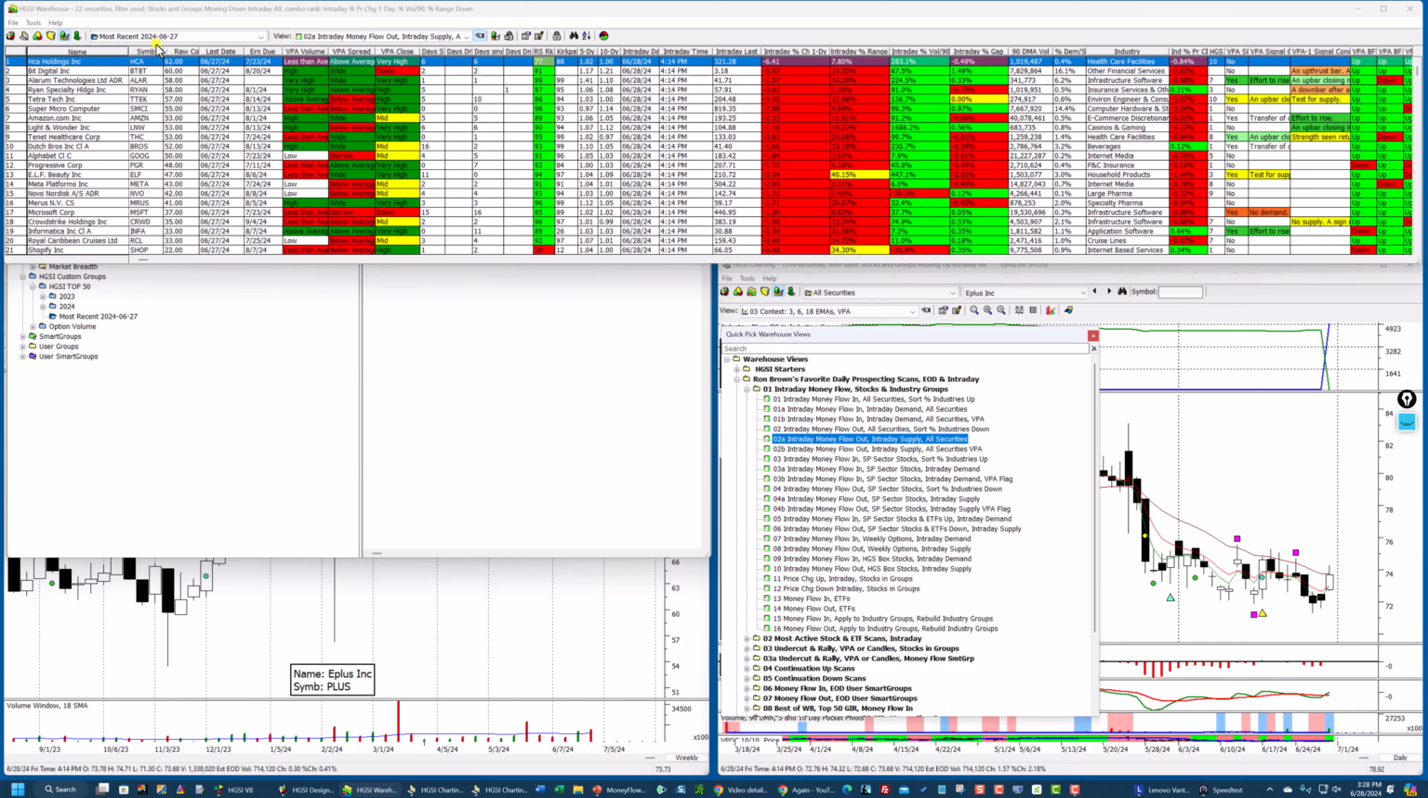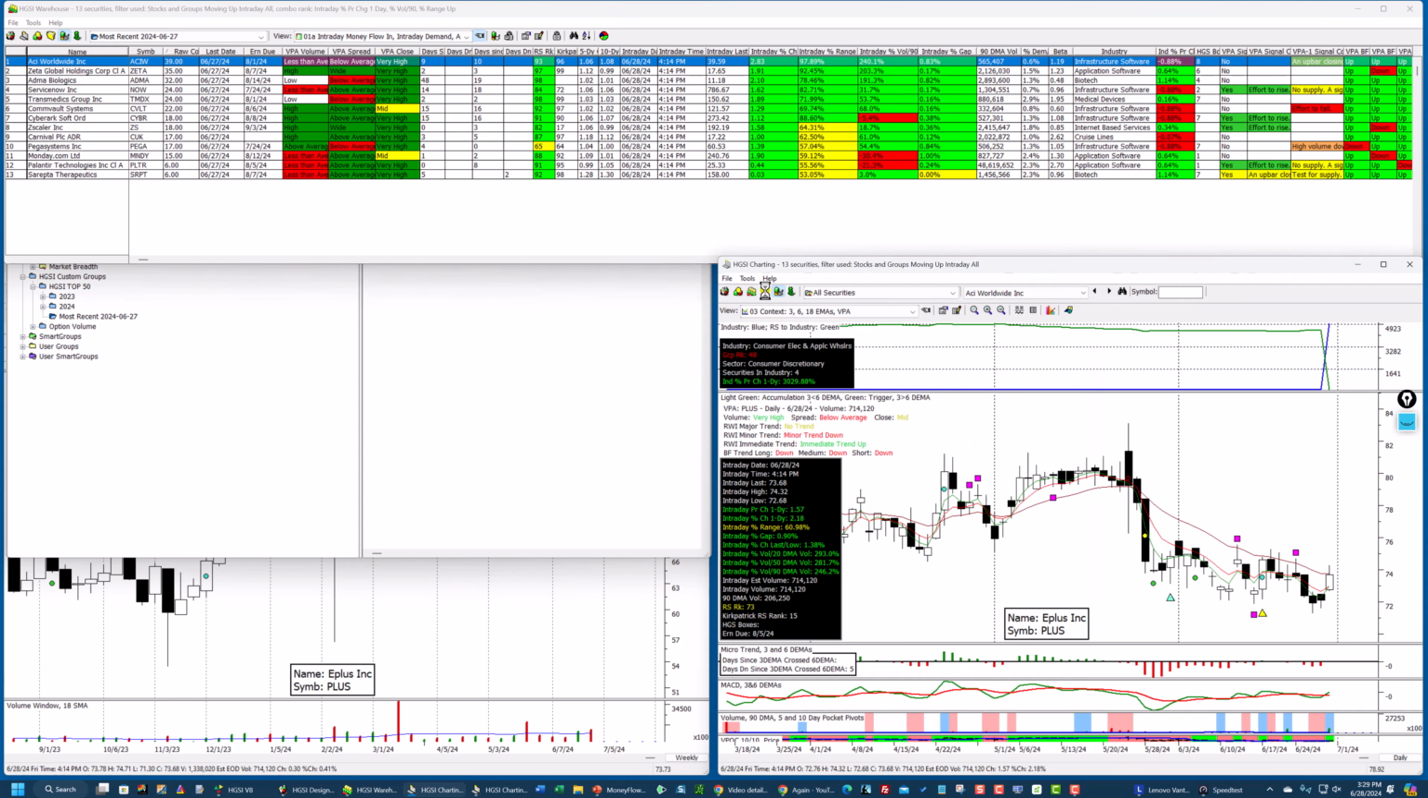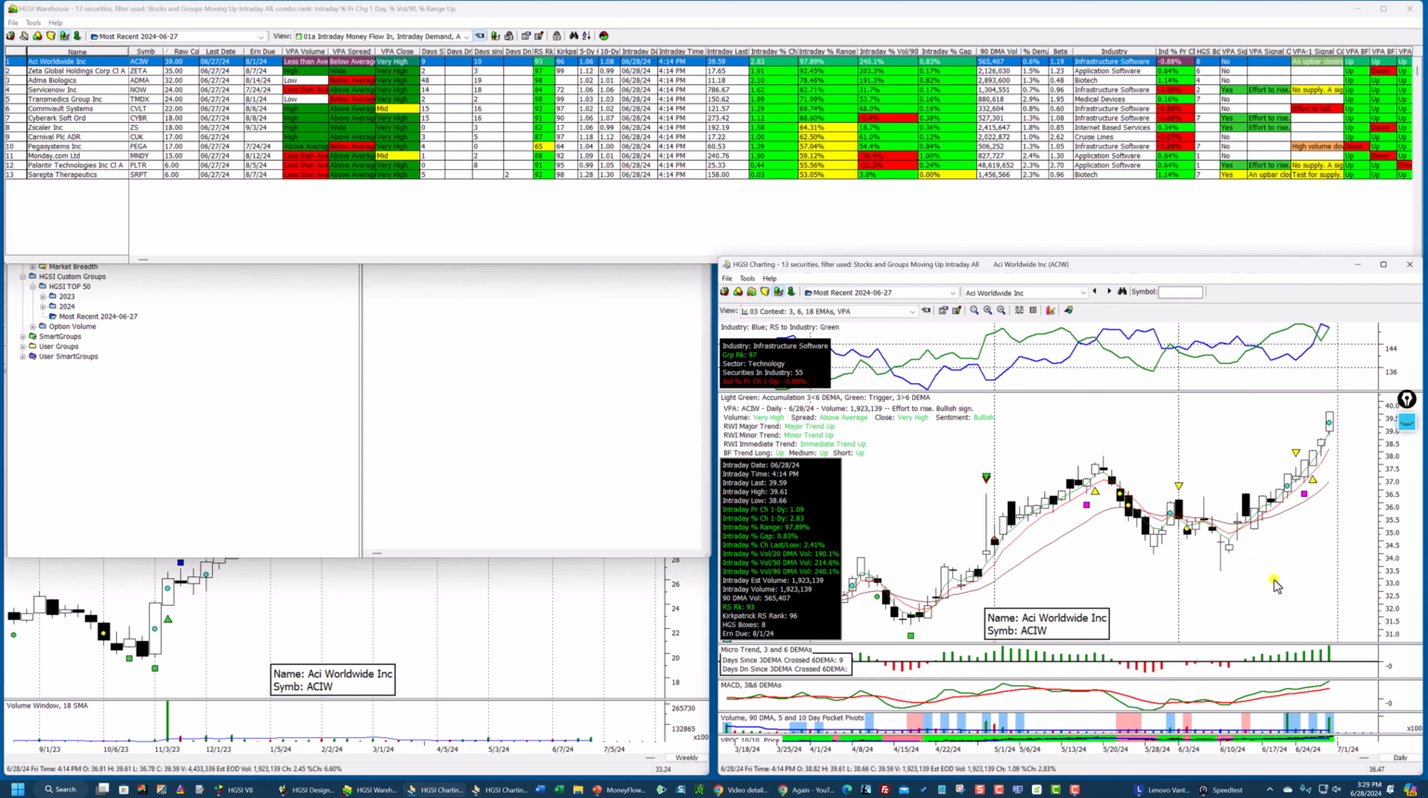So that's just a quick way to go in and analyze these top 50 stocks after the market opens to see which ones are going up and which ones are going down. So I'm going to go back to the intraday money flow in. You can see that these are mostly high relative strength stocks. And these are the stocks that if there's demand, they have a good chance of going higher. Let's just take a quick look at these stocks.